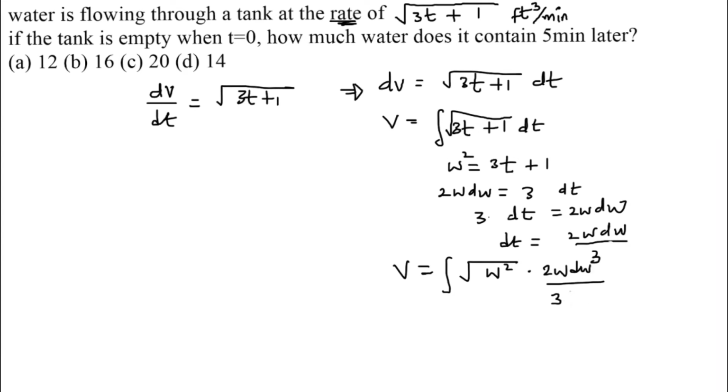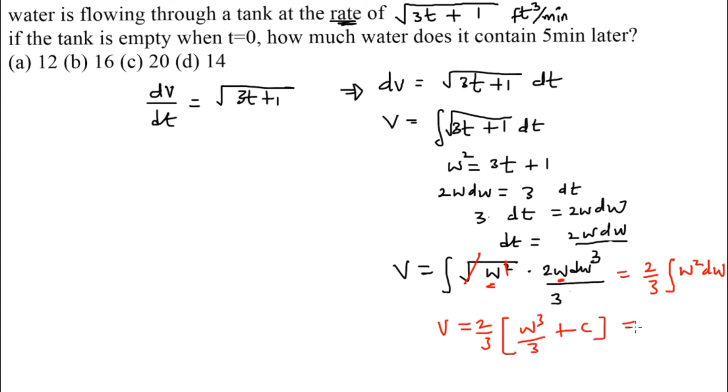Alright, that's it. So I can bring out the constants. Now remember that the square root should cancel out the square, and of course we can bring out the constant, which is 2 over 3, and then we will be left with the integral of w times another w, that's w squared dw. If I integrate that, I will have w cubed over 3 plus c.